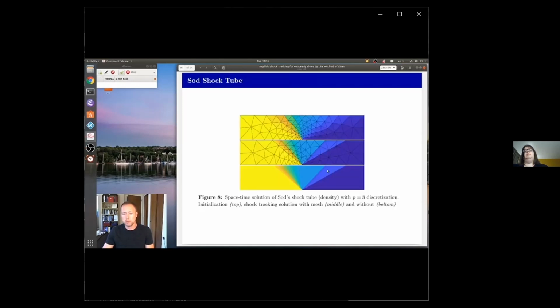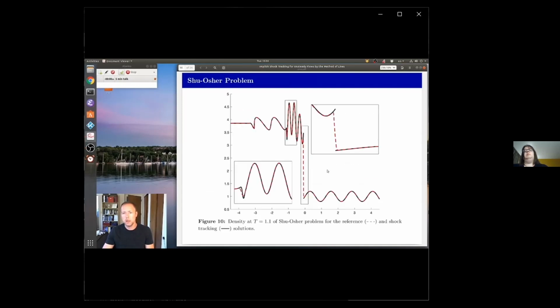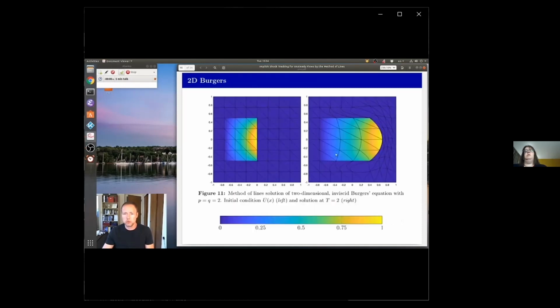Here are space-time solutions that I'm going to skip for now and go straight to the Shu-Osher problem, where we can see the typical case where we resolve these. This is difficult because there's a shock, but there are also high frequency waves. So too much dissipation will make you lose amplitude at these oscillations, but we nail it well with very few elements, actually, compared to a reference solution.